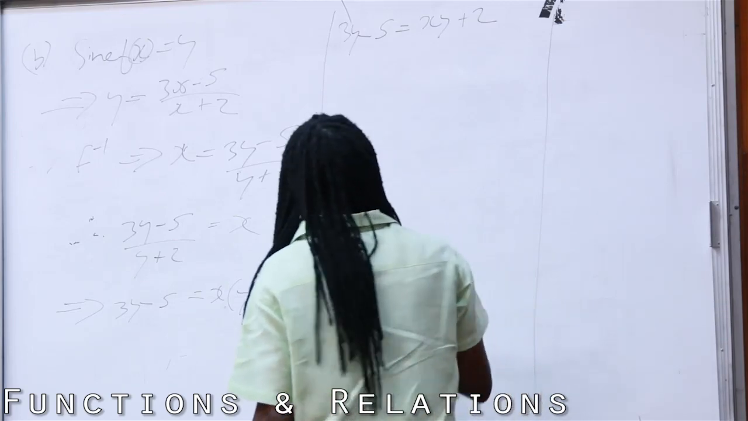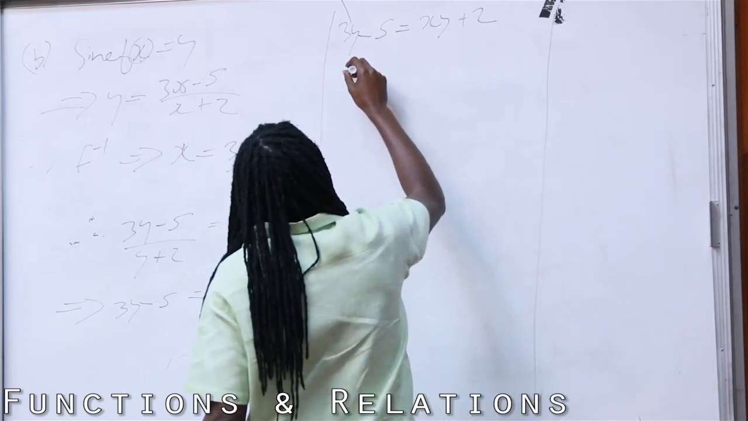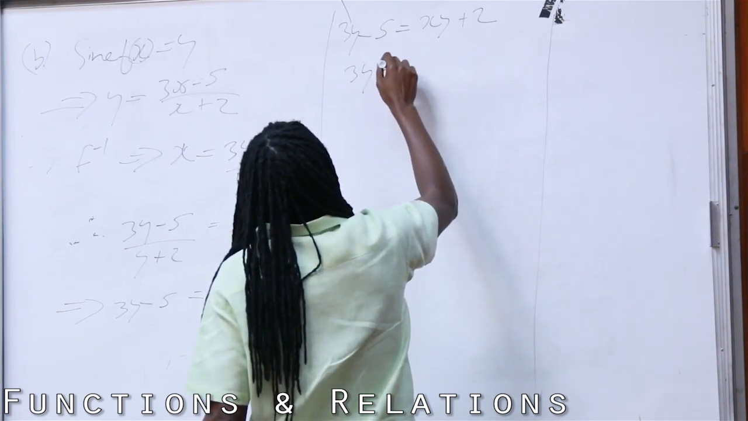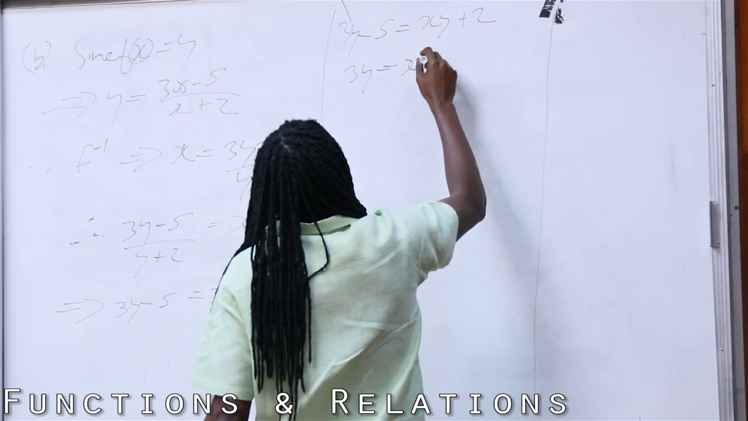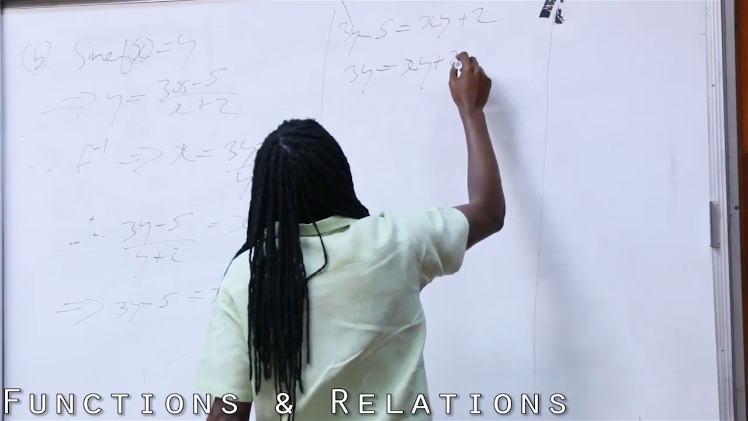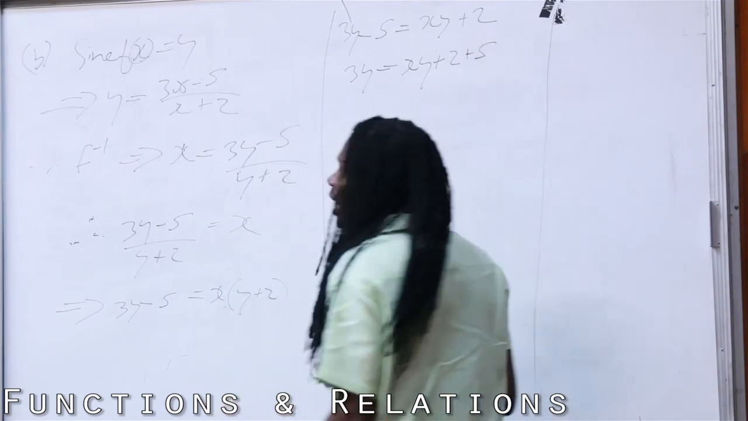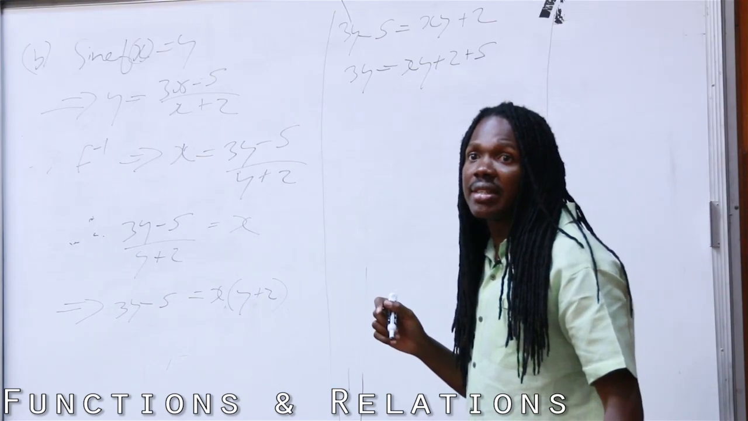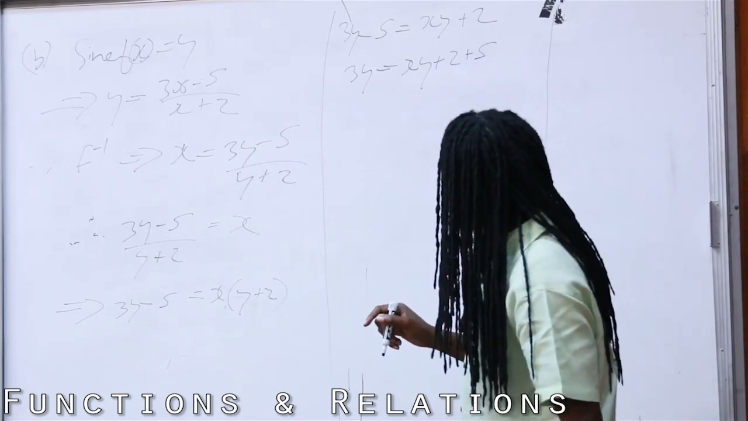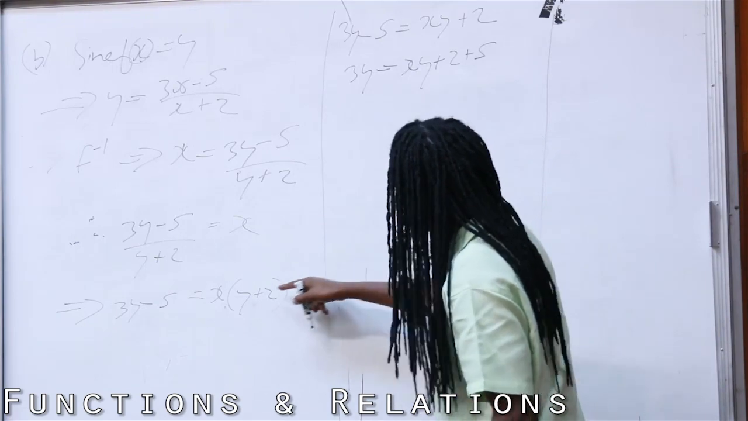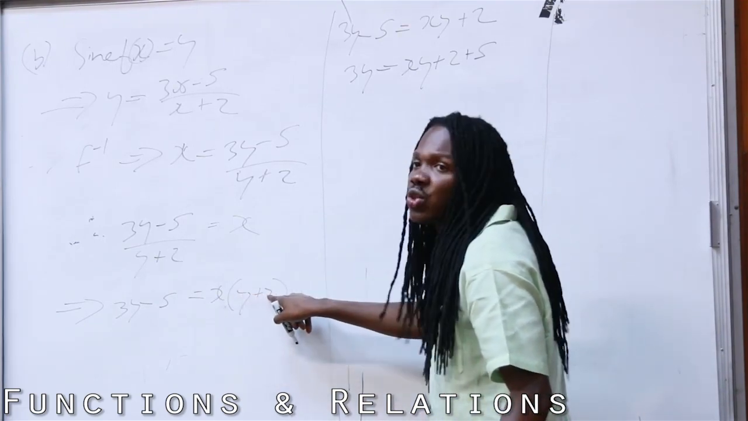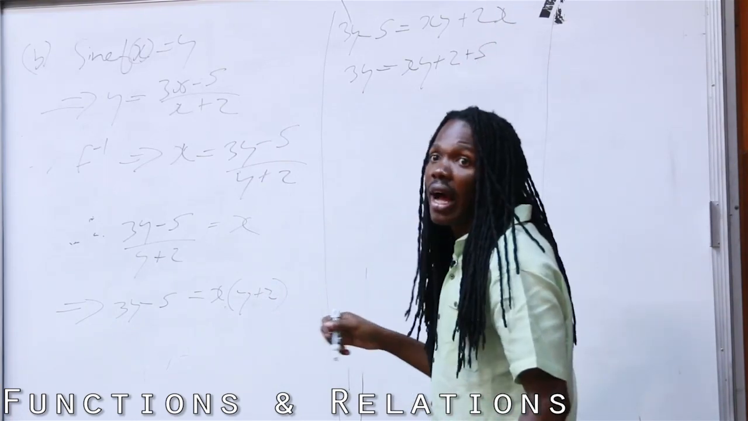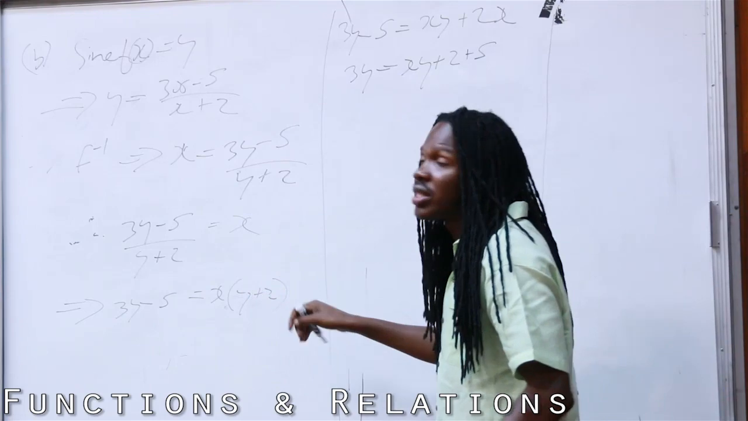All right. So therefore, 3y equals x(y plus 2) plus 5. Everybody see that? The minus 5 comes over. Sorry, x times y is xy, and x times 2 is 2x. You see that? Because if there are two things in the bracket, you have to multiply both things in the bracket.